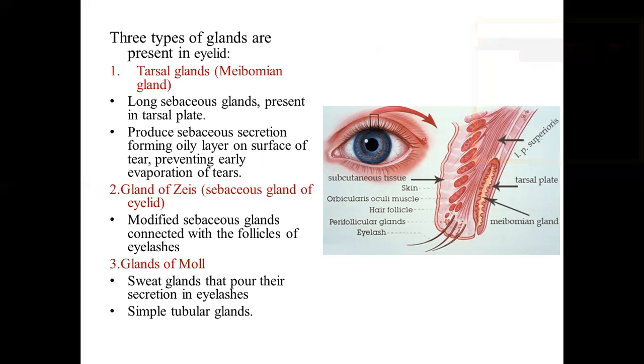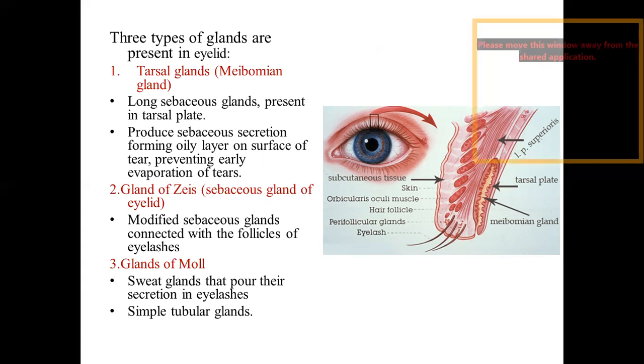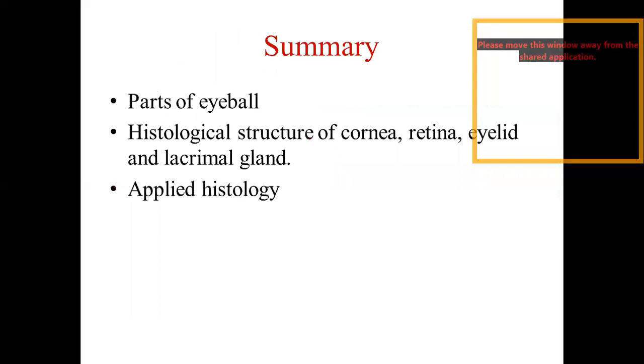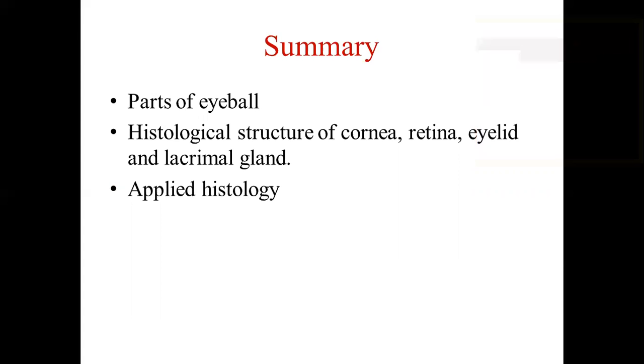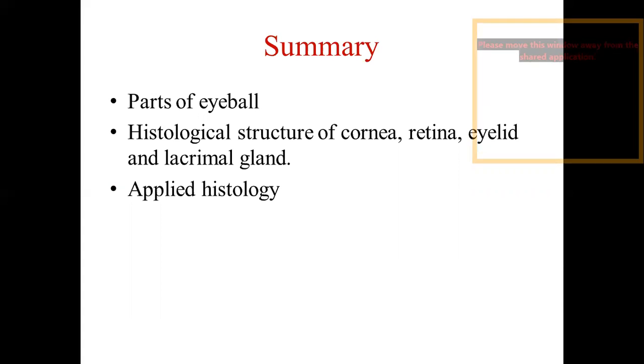Though there are many structures in the eyeball, we do not have all the slides for practical. So what were the important parts I have covered? In today's lecture, we have covered the parts of eyeball, that is three coats: outer cornea and sclera, middle vascular with choroid, ciliary body and iris, and inner nervous coat of retina. Of that, we have the slides of cornea and retina. Also, the important features near the eyeball, that is eyelid and the lacrimal gland. So you should know the histological features of these with the applied aspect.